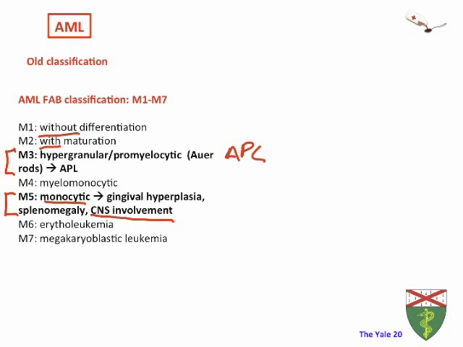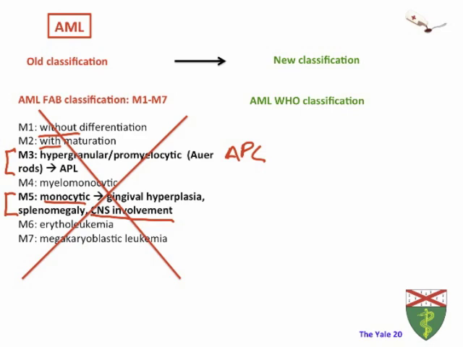Okay, so if you remember anything of the FAB classification, remember M3, APL, and M5, monocytic leukemia. Otherwise, you can mostly forget it. It's not the classification that is used anymore. The newer classification is called the WHO classification, and in contrast to the French-American-British classification, it does not focus on morphologic criteria, but on the genetic makeup of those cancers. So it goes more into personalized medicine, really looking at the different genetic subclasses of leukemias.